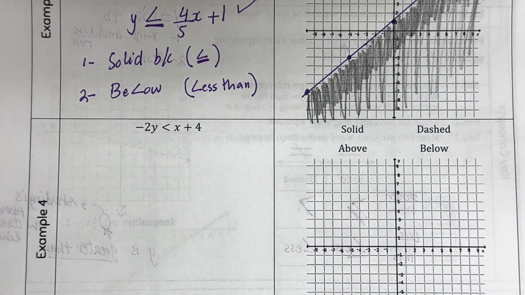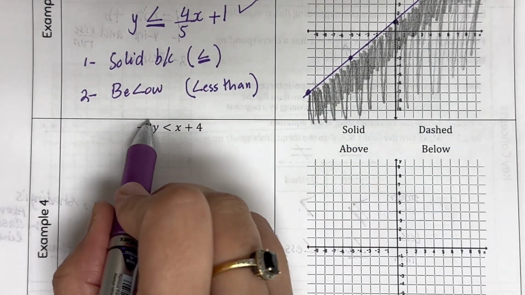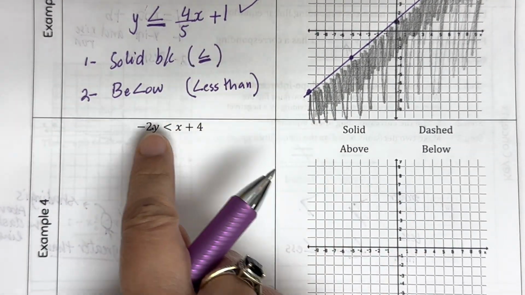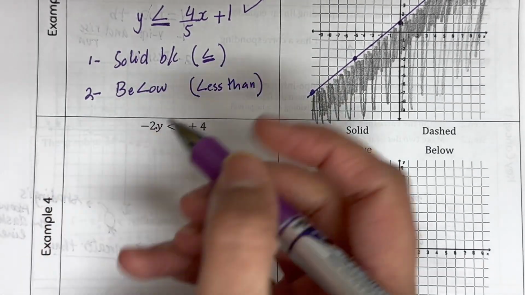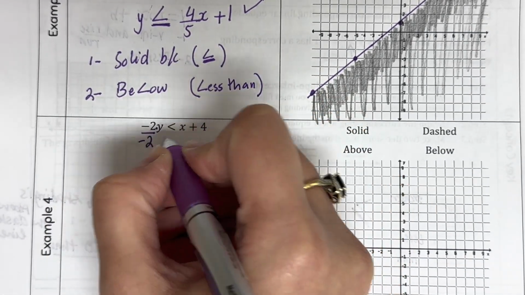Next problem is the same thing. My equation is negative 2y less than x plus 4. It is not written into y equals mx plus b form because of that negative 2. The x is already there, the number is already there. So all I have to do is jump to step number 2, which is divide by negative 2.